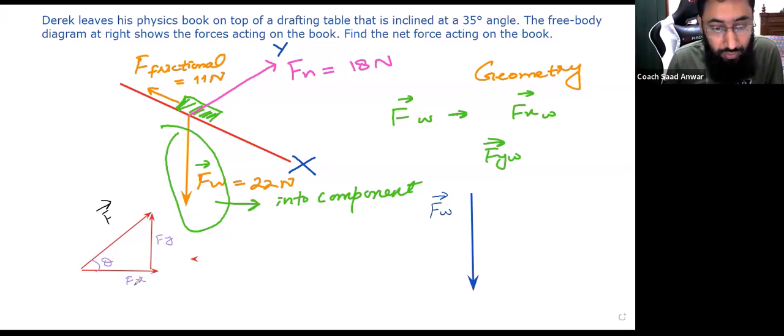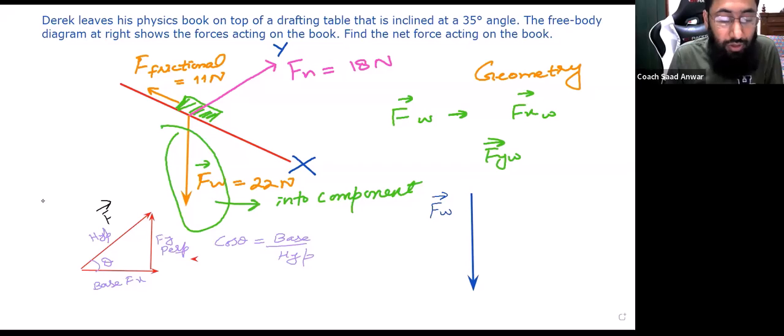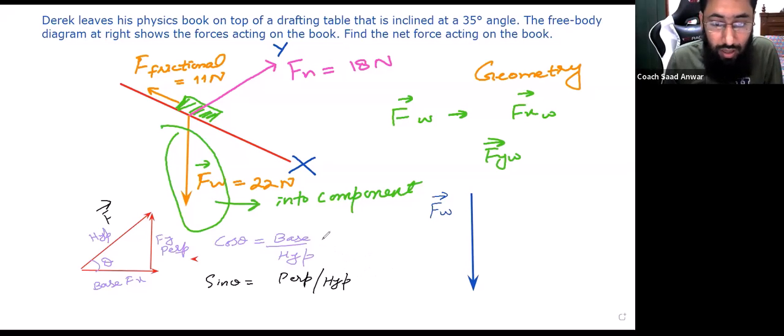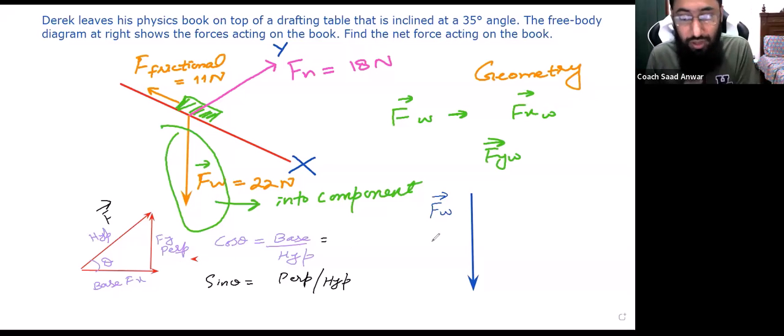So you guys know cos theta equals base over hypotenuse, some people have curly brown hair. So this is the hypotenuse, this should be the perpendicular, and this is the base. Do you know this? Because you must know it if you want to make this question easy. Similarly, sine theta is equal to perpendicular over hypotenuse.